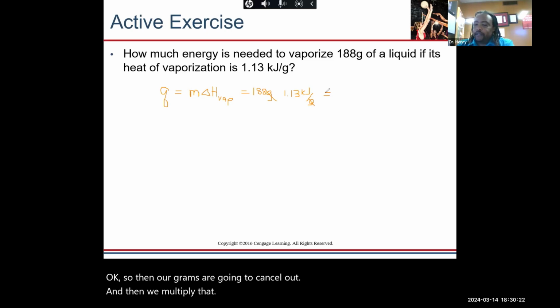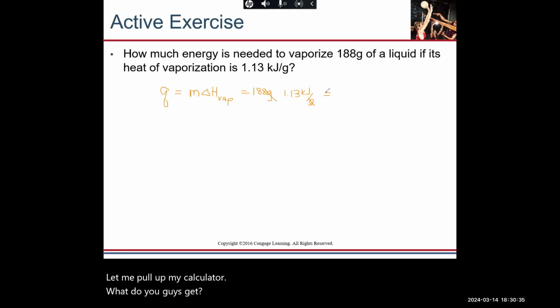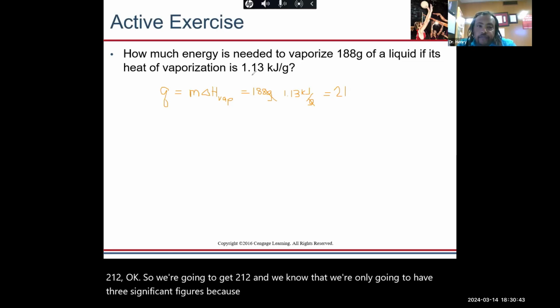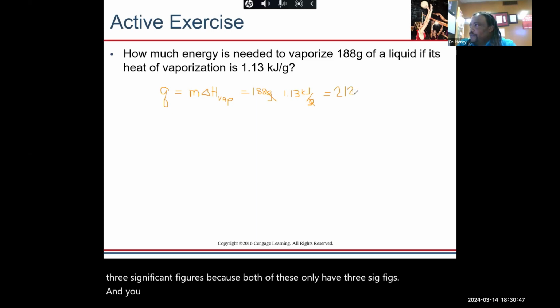Pull up my calculator. What do you guys get? 212. Okay. So we're going to get 212. And we know that we're only going to have three significant figures because both of these only have three sig figs. And you guys are professionals now, and you recognize that.